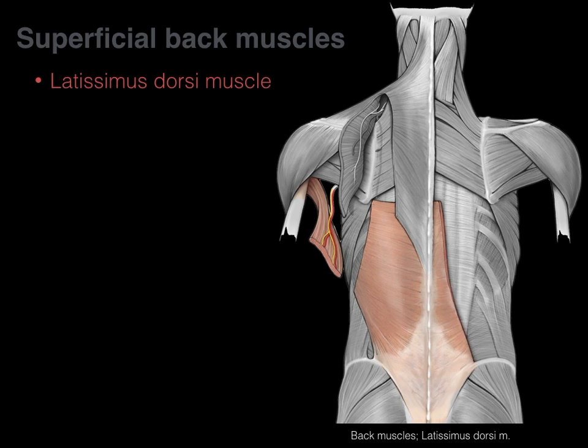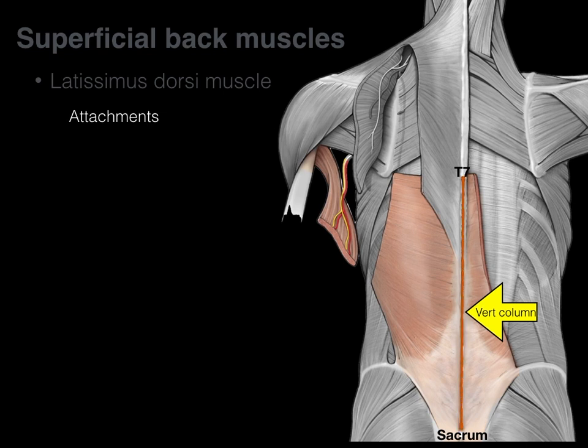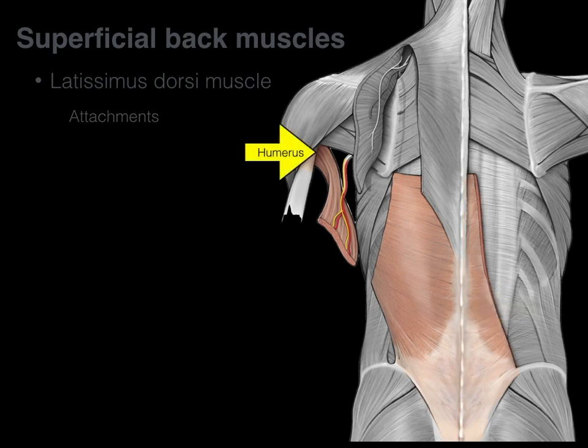Next is the latissimus dorsi muscle, where the word latissimus means broad and dorsi means back. It's a really broad muscle on the back. The latissimus dorsi has attachments all along the vertebral column, from the spinous processes of T7 down to the sacrum, and the aponeurotic fascia called the thoracolumbar fascia. It then inserts in the intertubercular groove of the humerus.